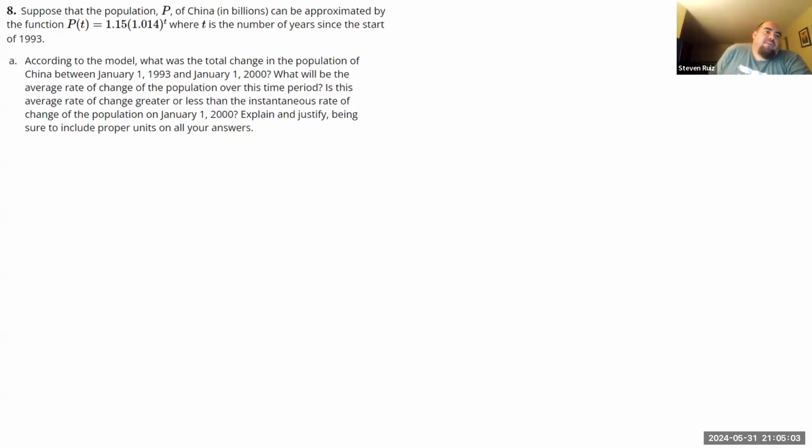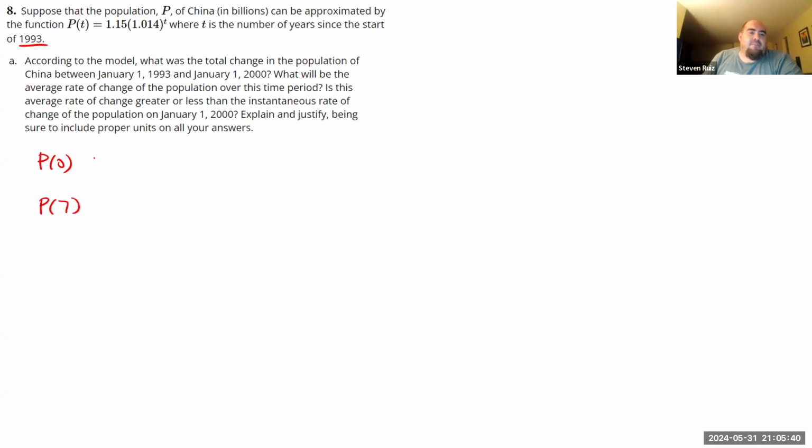All right, so let's look at question 8 from section 1.3. We have this model for the population in China in billions as a function of time. First thing we're asked is about the total change in population between 1993 and 2000. We're given a reference time of 1993, which means we're being asked about these two values of t: P of 0 and P of 7.